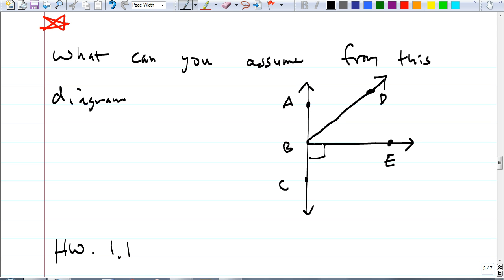Also, can you assume that BD is a bisector of angle ABE? No. Does it look like it? Yeah. But can you assume? No. But if I did this, now can you assume that it is a bisector? What does this mean? That these two angles are congruent. Does that make sense? So on your homework, please be careful. Good.